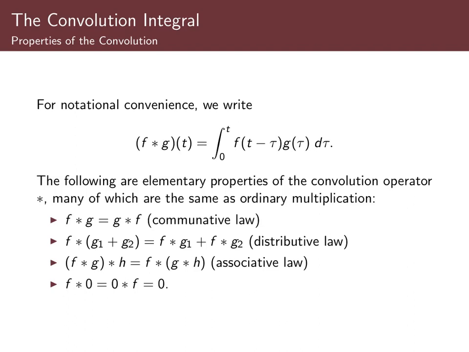For notational convenience, we write the convolution of f and g as f star g, to make it look like a generalized product. The following are elementary properties of the convolution operator, many of which are the same as ordinary multiplication. For example, f convolved with g is the same thing as g convolved with f. You can distribute f via the convolution operator. F convolved with g convolved with h is the same as f convolved with g convolved with h, which is the associativity law. And if you convolve f with 0, you end up with the 0 function.